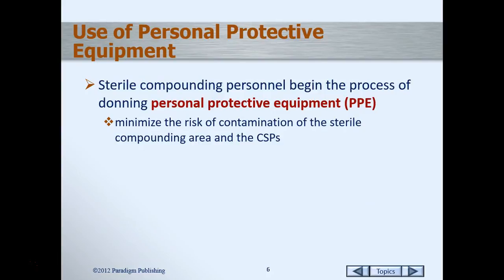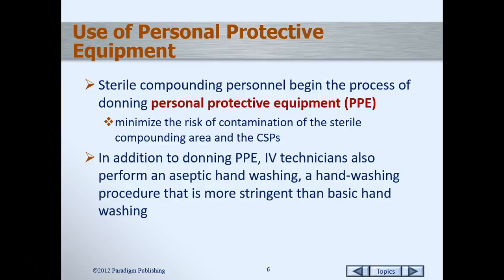The use of the PPE, or personal protective equipment, is important with sterile compounding, and making sure that we put it on as aseptically as possible. We want to minimize the risk of contamination. In addition to donning the PPE, we must also perform an aseptic hand washing. The hand washing procedure is much more stringent than a basic hand wash.